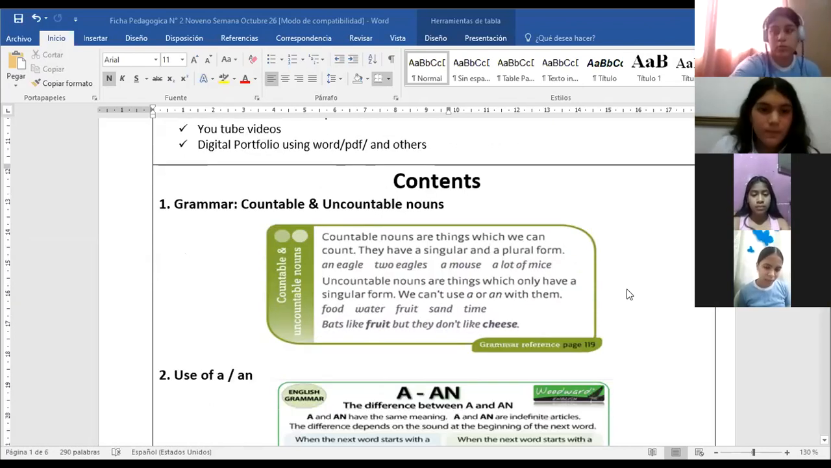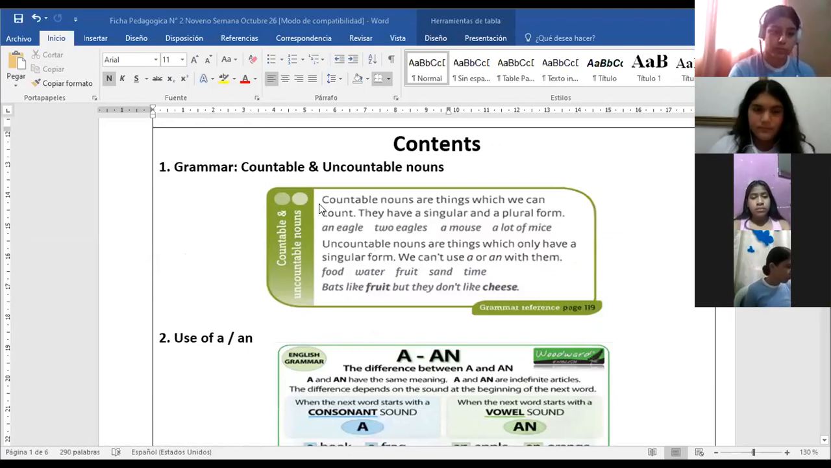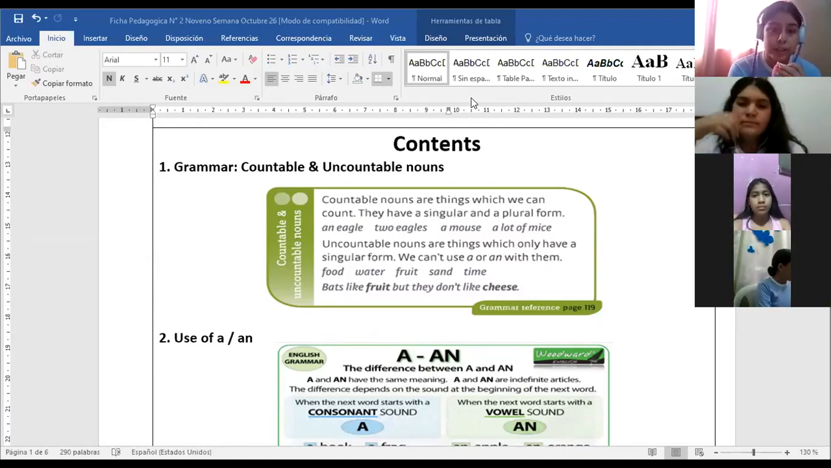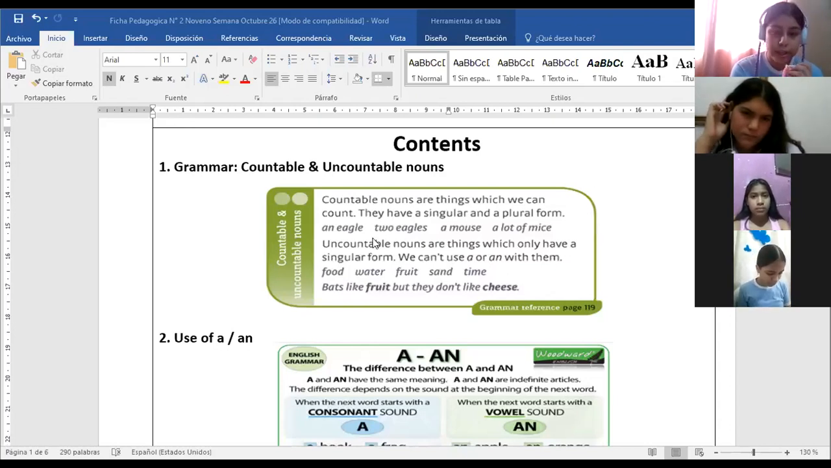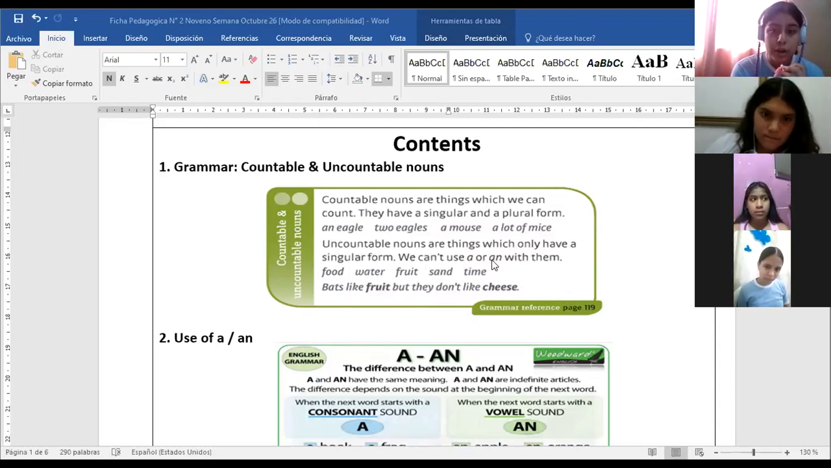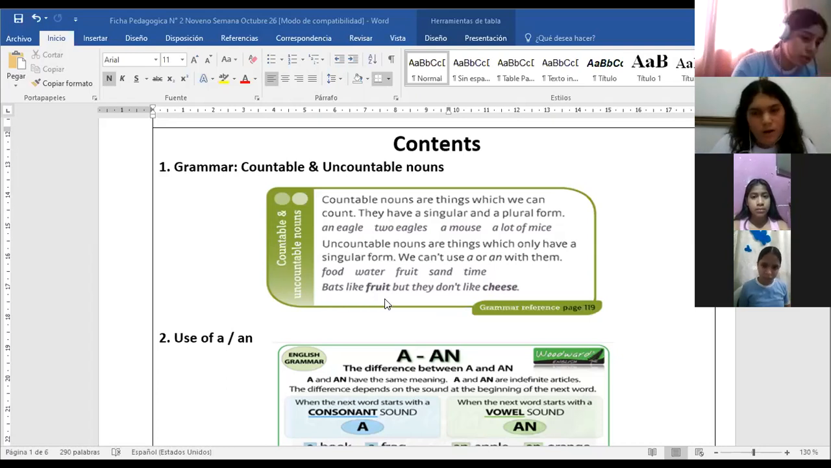Yes, Romina Santos, please. First, look at the grammar contents: countable and uncountable nouns. Romina, help me read, please. Countable nouns are things which we can count. They have a singular and a plural form. An eagle, two eagles, a mouse, a lot of mice. Uncountable nouns are things which only have a singular form. We can't use a or an with them. For example: food, water, fruit, sun, time. Bats like fruit, but they don't like cheese. Excellent, very good.